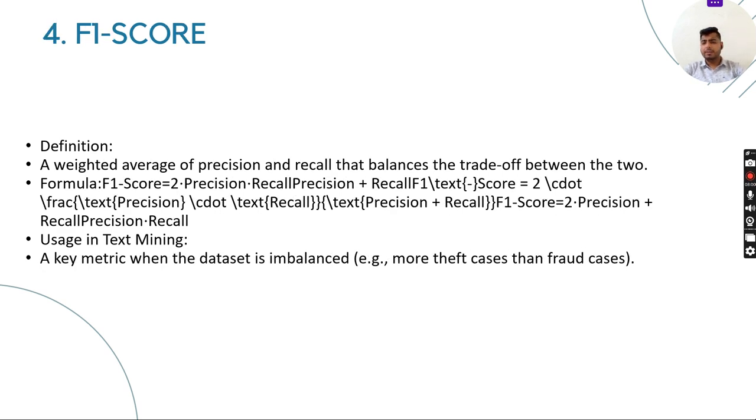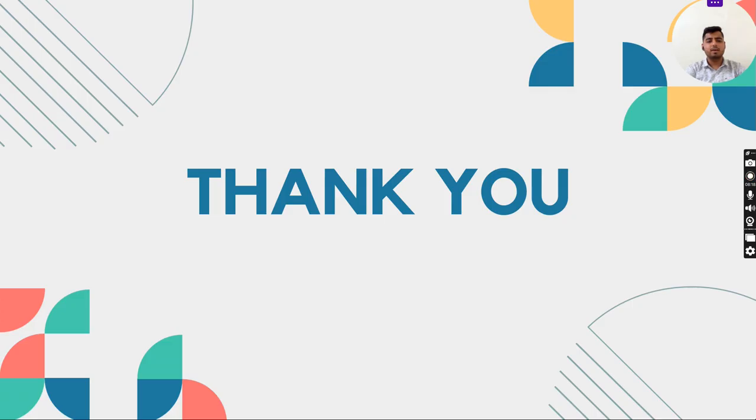Next metric which is used is the F1 score. Definition: a weighted average of precision and recall that balances the trade-off between the two. This is the formula. And the usage in text mining: a key metric when the data set is imbalanced, for example, more theft cases than fraud cases.